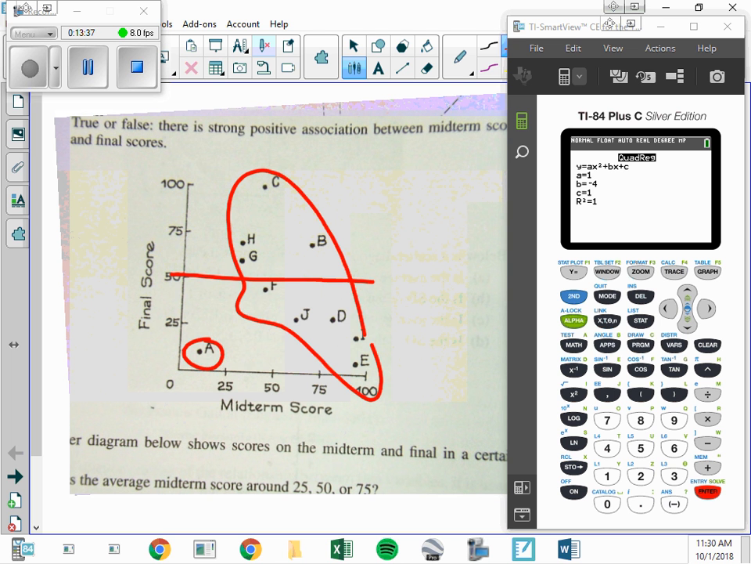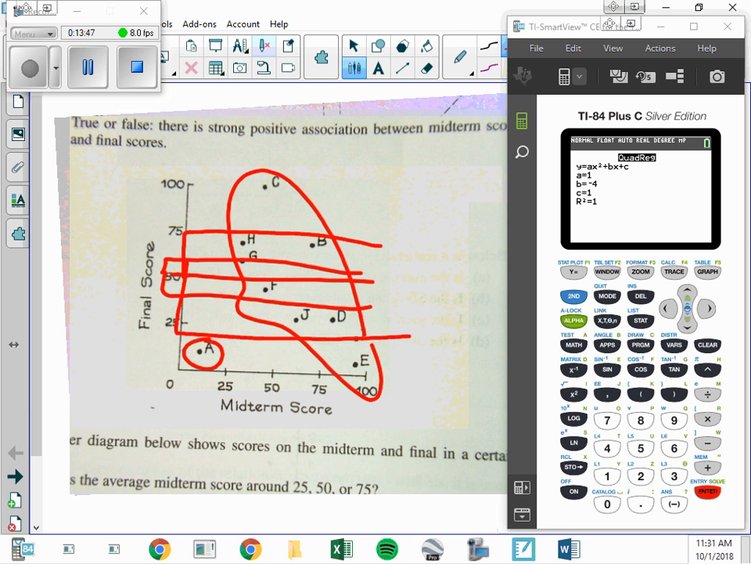So 10 would put me up to 60. Do I capture 2/3 of the data with the 10? No. But if I went up 25 and down 25, do I capture 2/3 of the data? Yeah. Now the problem is this is not normally distributed, so that rule isn't really going to work because of person A, but without person A, it would work.